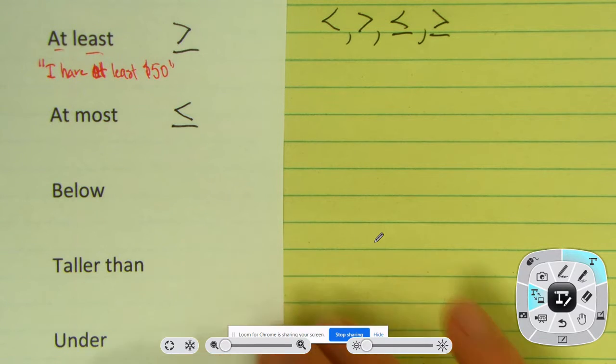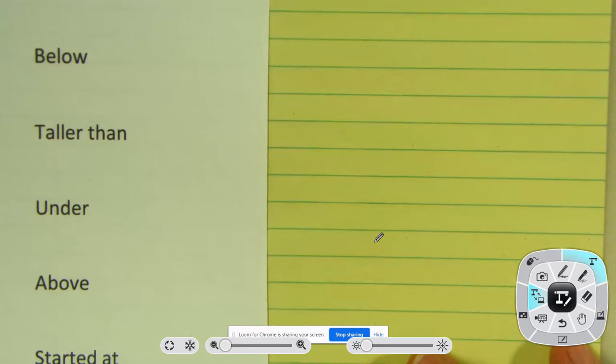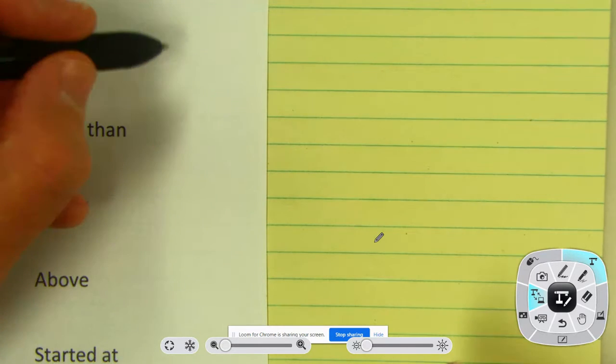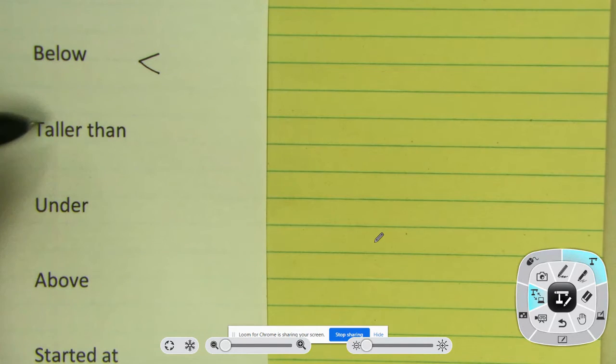Well, what about if I use the word below? And this list is not an inclusive list by any stretch of the imagination. What if I said I have below $50? That means I don't have 50. It's not equal to, but I've got less. I can't use $50 for the next one because that's taller. But I might say, I am taller than 5 feet. Well, I'm not equal to 5 feet if I'm taller than 5 feet, but I'm greater than 5 feet. It could be 6 feet, 7 feet, 10 feet, which would be really tall if I was that.